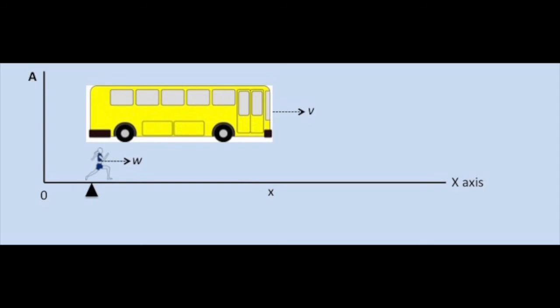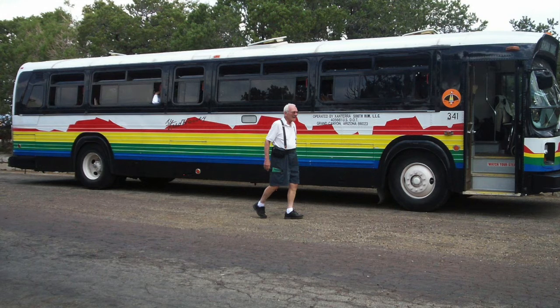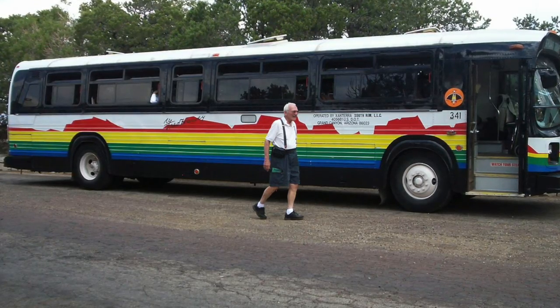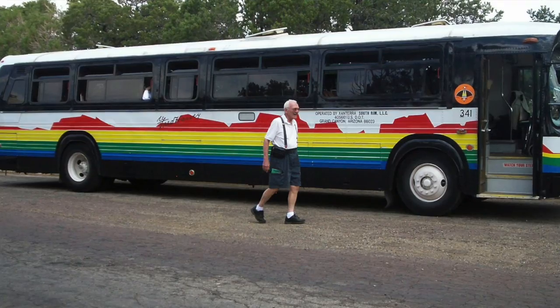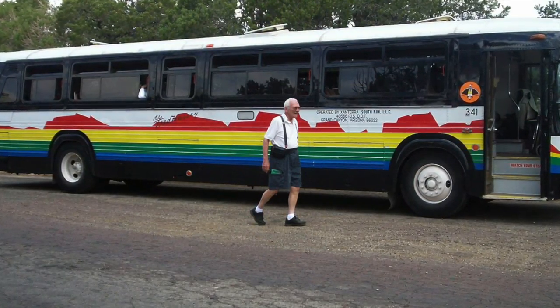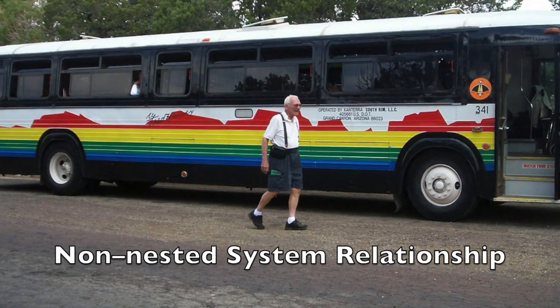So, in its simplest form, modern mechanics consists of an outer system, the street, an inner system, the bus, and an oscillating system, the man. One more thing. In our example, we place the man on the street. He was standing next to the bus. We call this relationship where both the man and the bus are placed on the street a non-nested relationship.